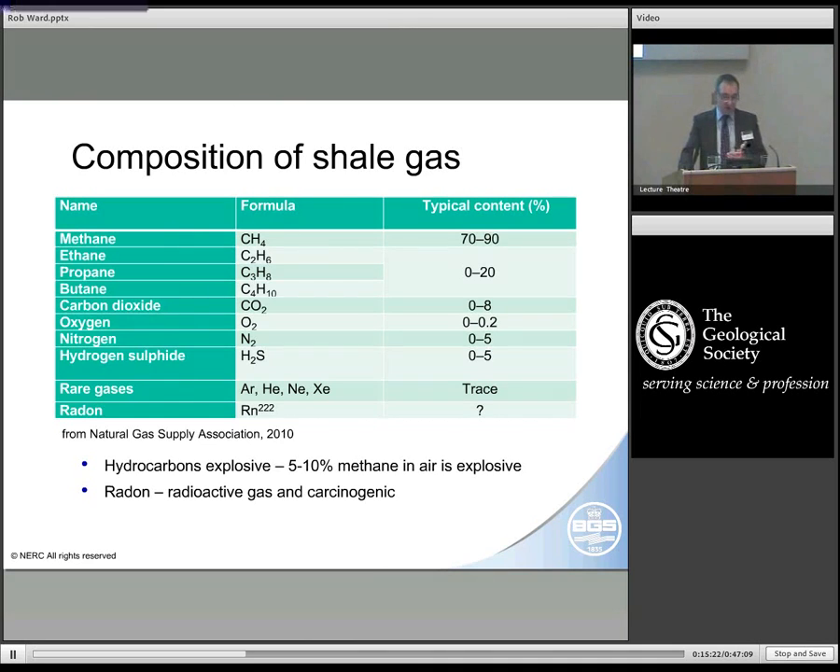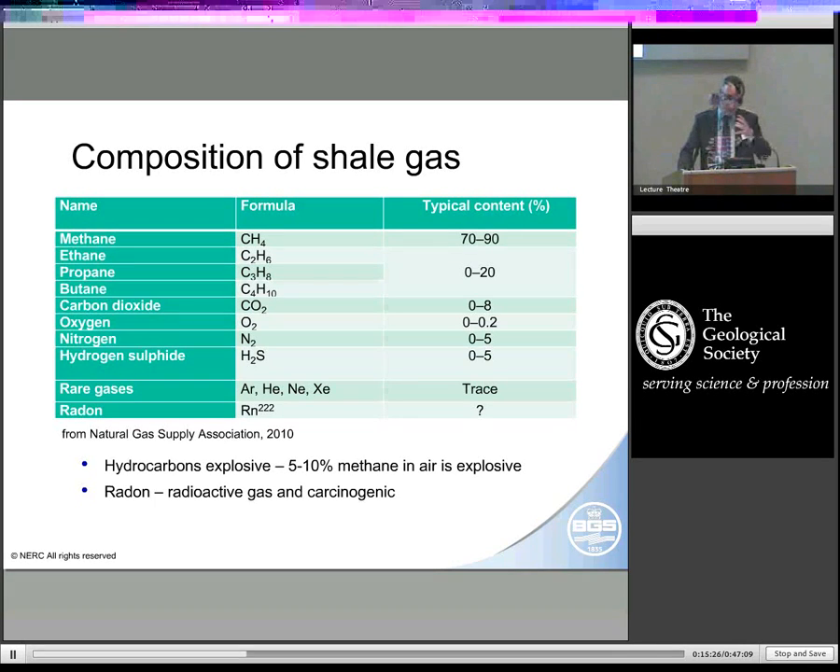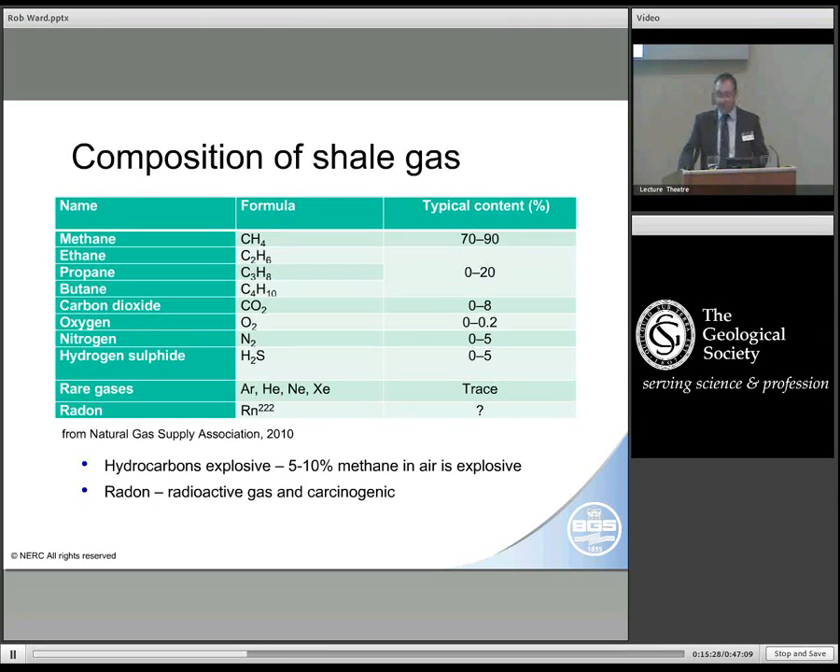So just to give you a context, clearly we're extracting methane as an energy source, and hydrocarbons such as methane are explosive. They're explosive when they reach between 5 and 10% in a confined space, and that's when they become explosive. And radon is obviously a gas which is radioactive and also carcinogenic, and is cause for concern if uncontrolled.